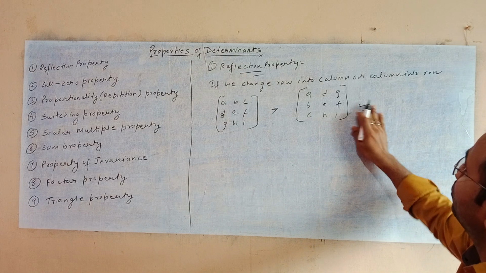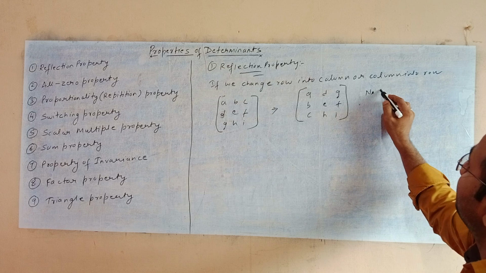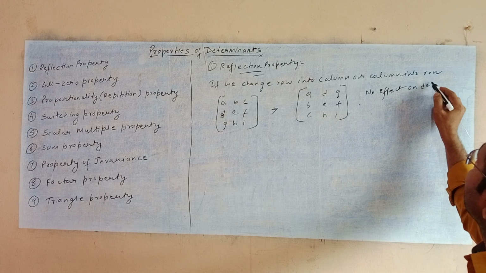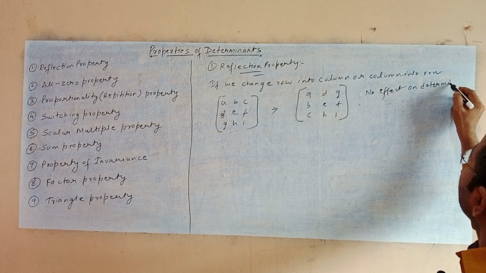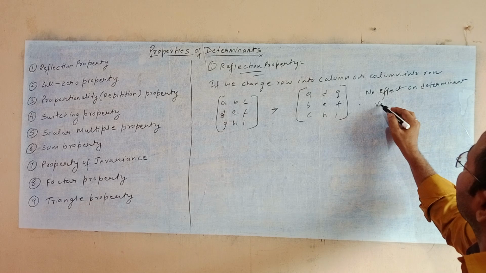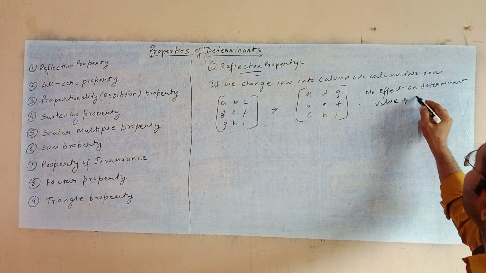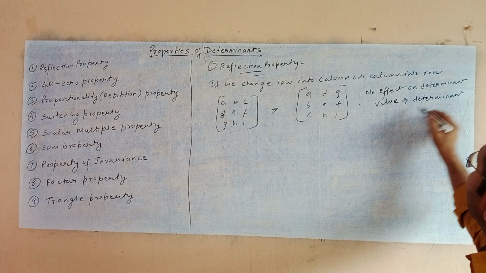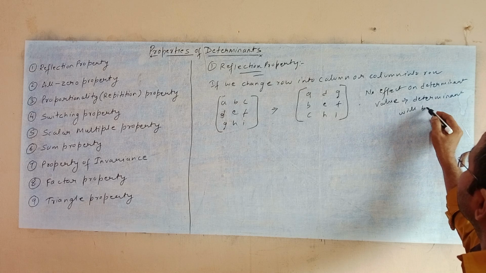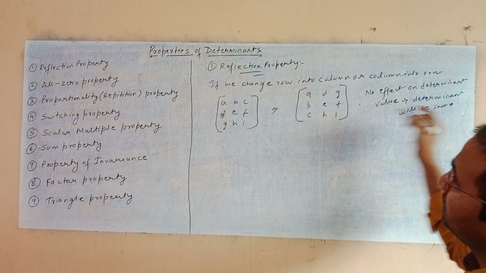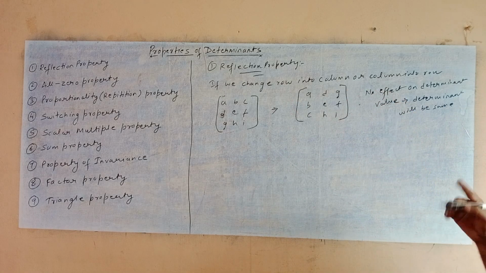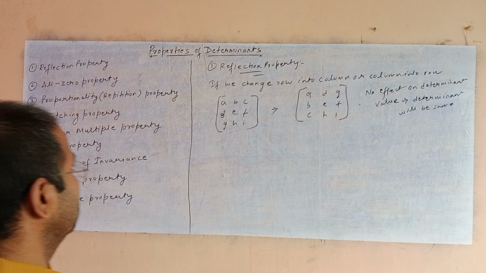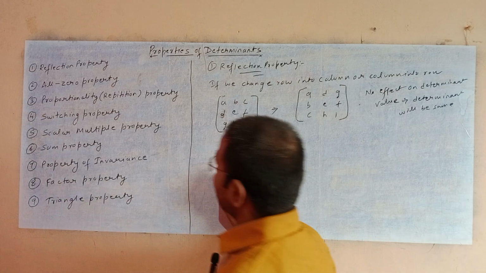So it means no effect on the determinant value, the determinant will be the same. If we change row into column or column into row, no effect will be there and the determinant value will be the same. So this one is the reflection property.